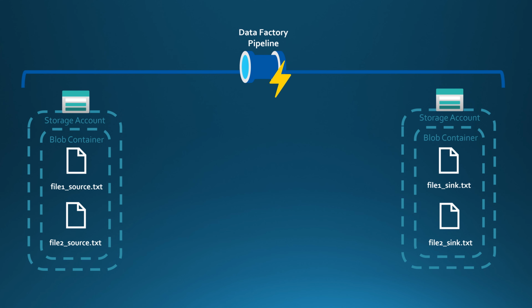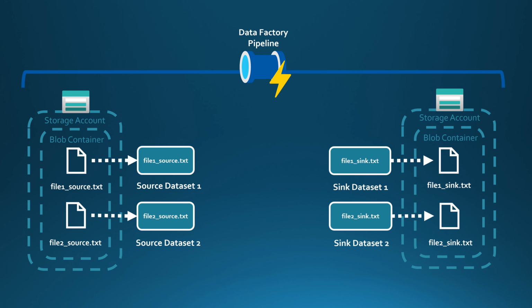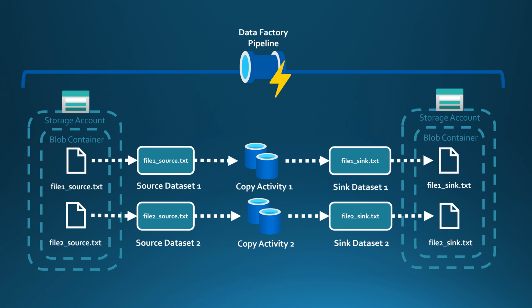First, we would have to create two datasets in Data Factory to describe the source files. Then, we would have to create another two datasets in Data Factory to describe the sync files. After this, we can configure two copy activities to copy these files from the source blob container to the sync blob container. This setup is all good and fine and does the job.